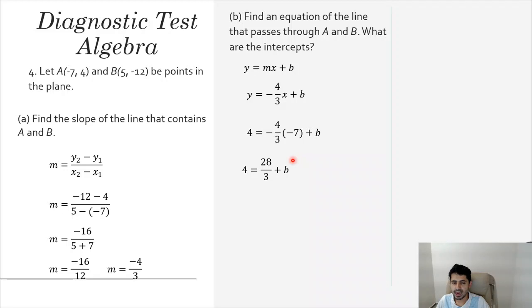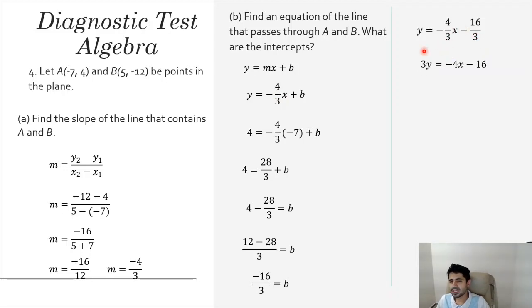So minus 7 times minus 4/3, we have 28 over 3. Then we just move this one to the other side with minus, and multiplying, I just multiply this 3 times 4, we have 12 minus 28 over 3. Then we have minus 16 over 3 is equal to b. So then when we replace this one, we already have m and we already have b. Okay, so then this should be the equation that passes through the points A and B. I mean, it goes through this point, and I assure that it has this slope. Okay, so then this is how I usually present.